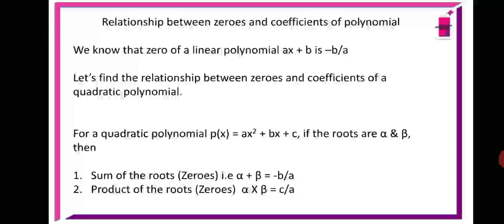For a quadratic polynomial p of x equal to ax square plus bx plus c, if the roots are alpha and beta, then the sum of the roots, that is alpha plus beta, equals minus b by a, and the product of the roots, that is alpha into beta, equals c by a.